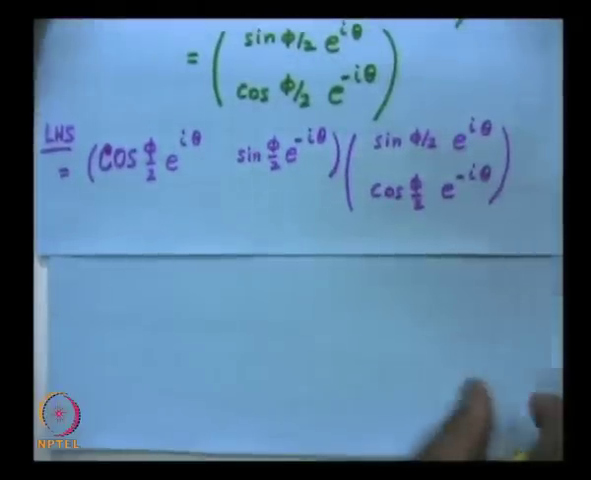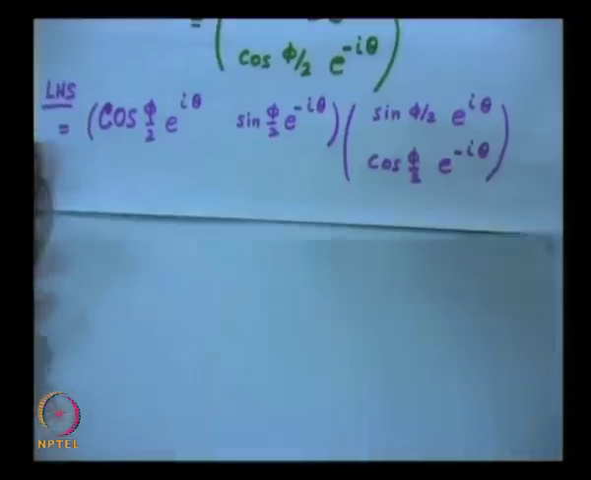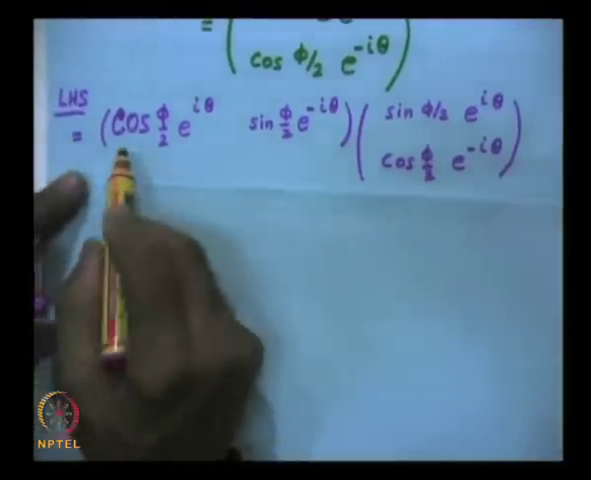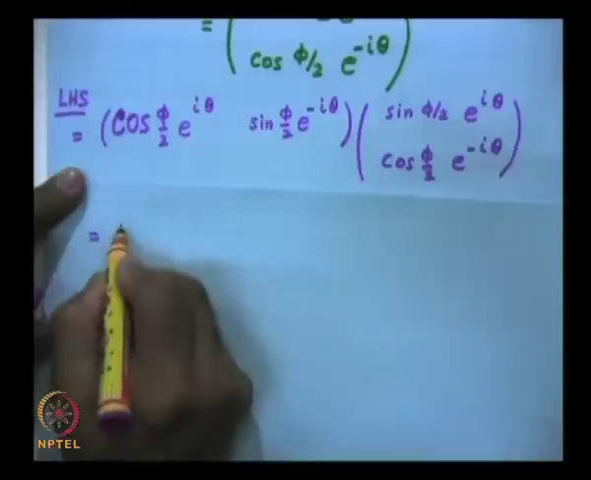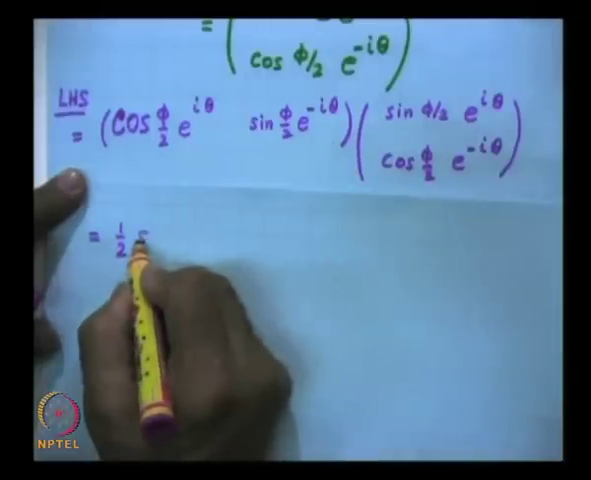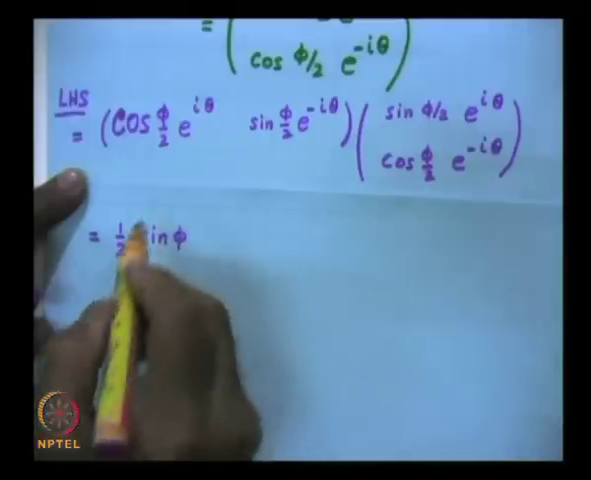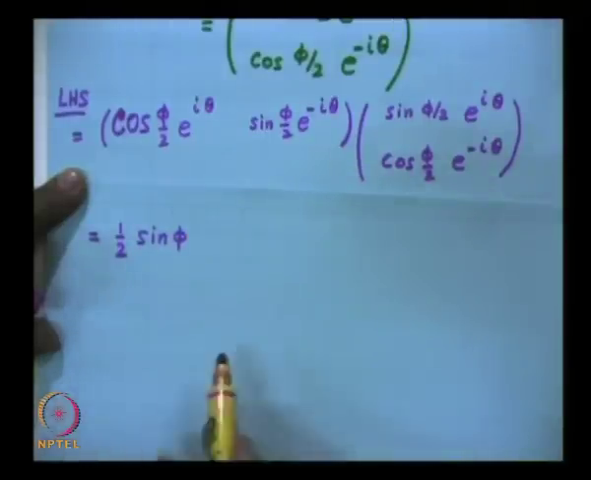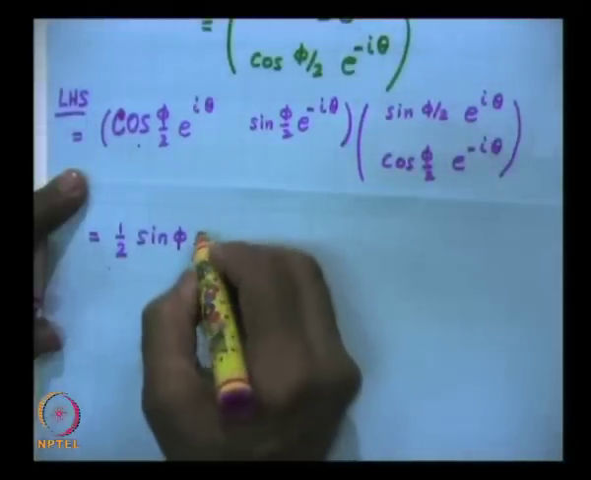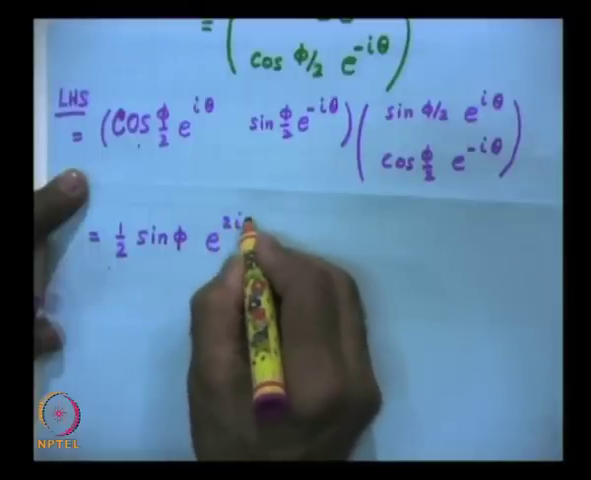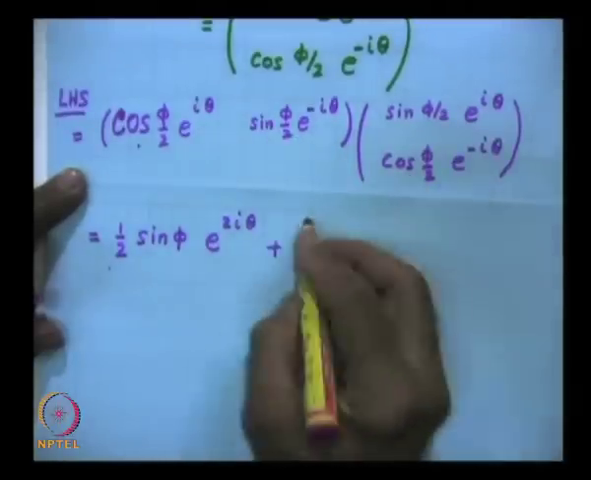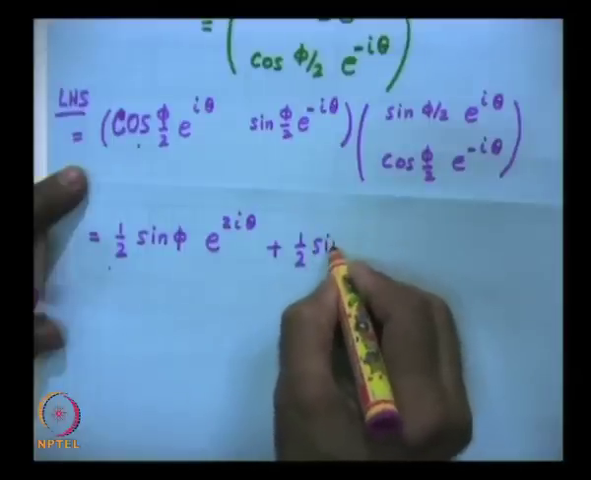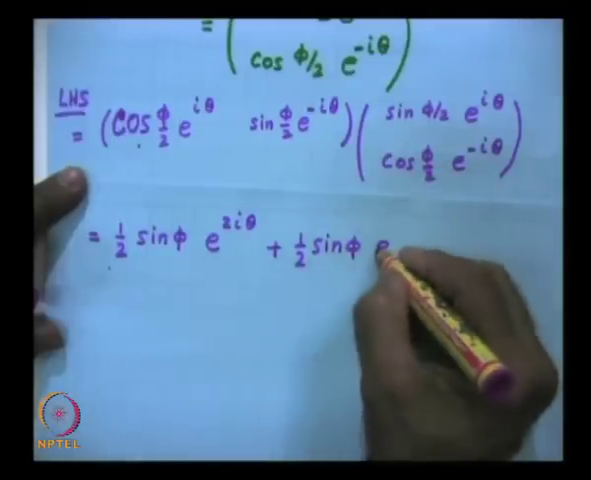So, if you work this out, as you would readily see, this becomes cos phi by 2 sin phi by 2. So, that is equal to half sin phi, because you have sin 2a is equal to 2 sin a cos a. So, cos phi by 2 sin phi by 2 is half sin phi, then e to the power of 2 I theta, plus sin phi by 2 cos phi by 2 is again half sin phi e to the power of minus 2 I theta.